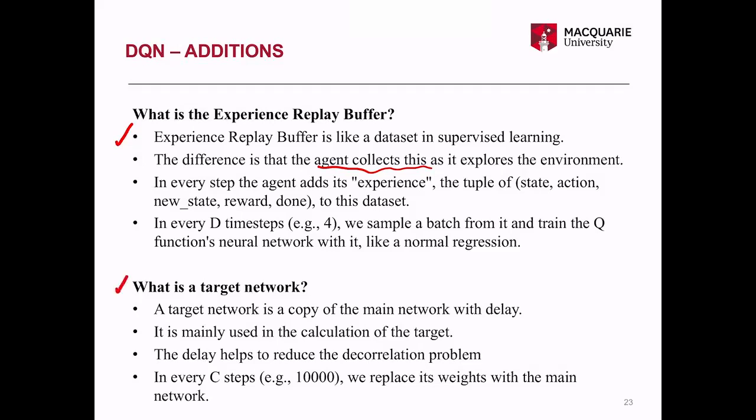So the second kind of revolutionary idea was the target network. A target network is a copy of the main network with a delay. It's mainly used in the calculation of the target. You remember that the target was R plus gamma Q(S', A'), right? So this whole thing was target minus Q(S, A), right?